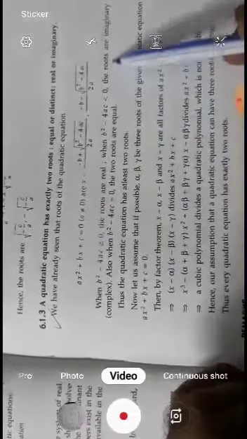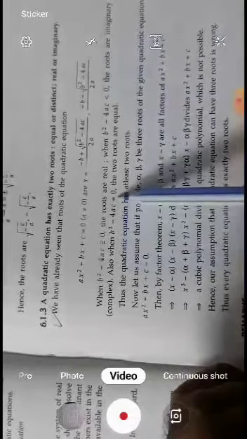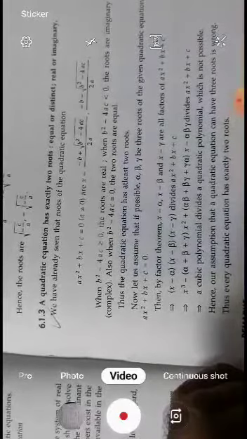The quadratic equation has exactly two roots, equal or distinct, real or imaginary. When b² − 4ac is greater than 0, the roots are real. When b² − 4ac is less than 0, the roots are imaginary. And when b² − 4ac is equal to 0, the roots are equal. These are the types of roots.